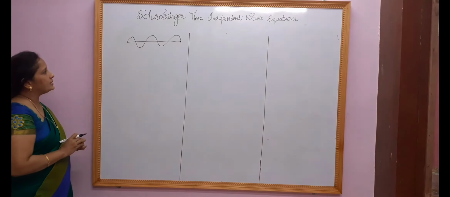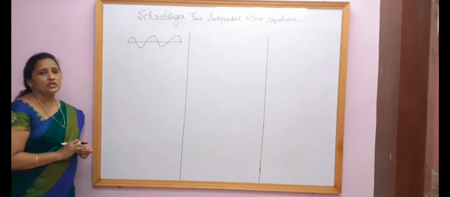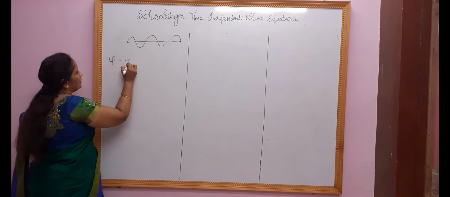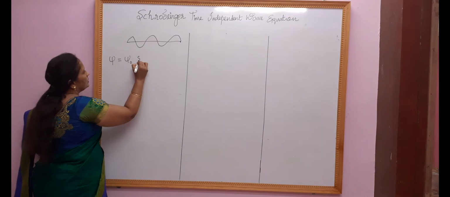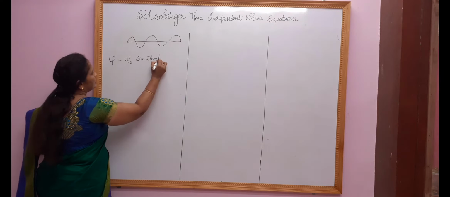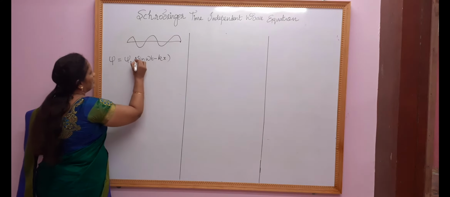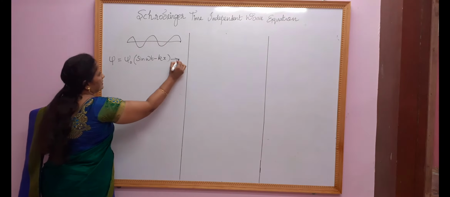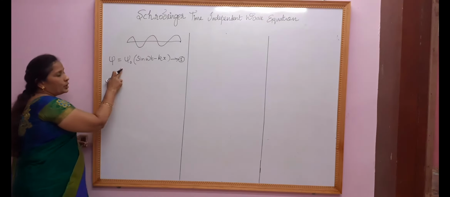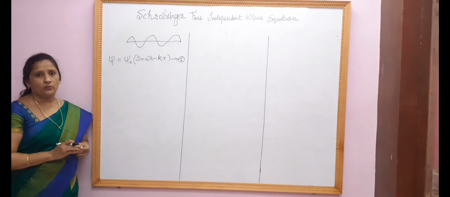So let us consider the wave equation for the wave function: psi is equal to psi 0 sin(omega t minus kx). Let us consider this as equation number 1, and this is the equation for the standing wave.